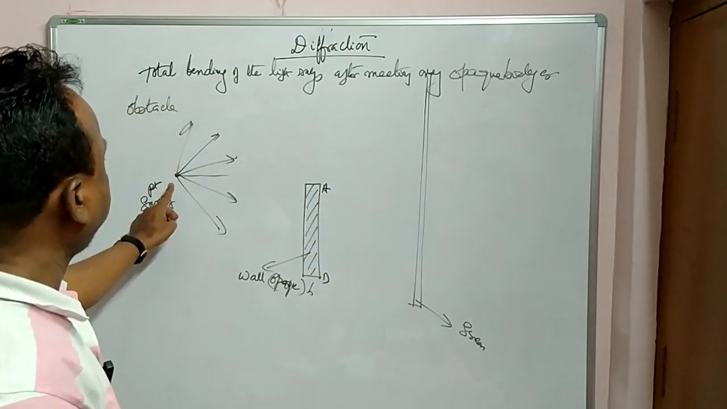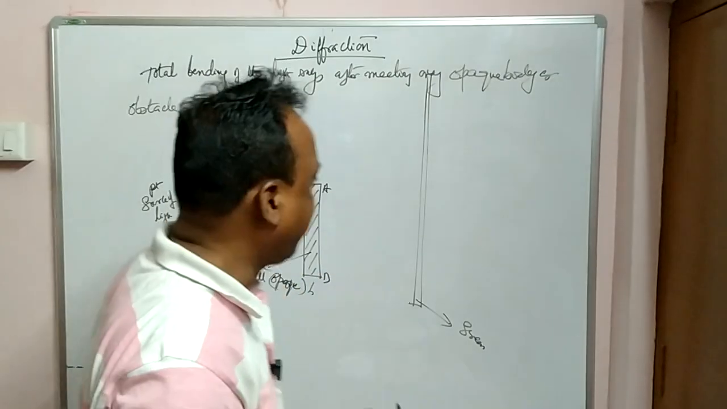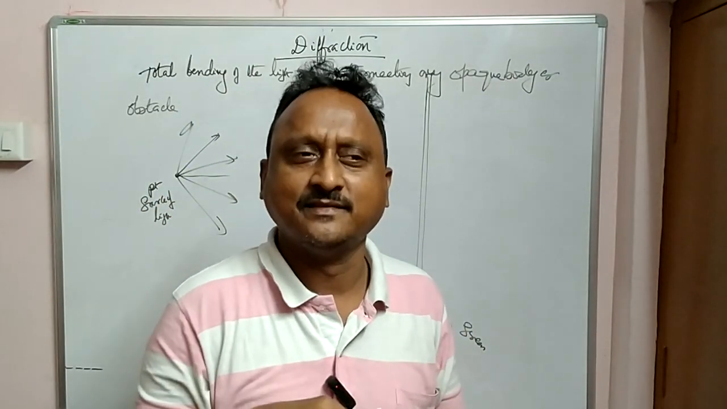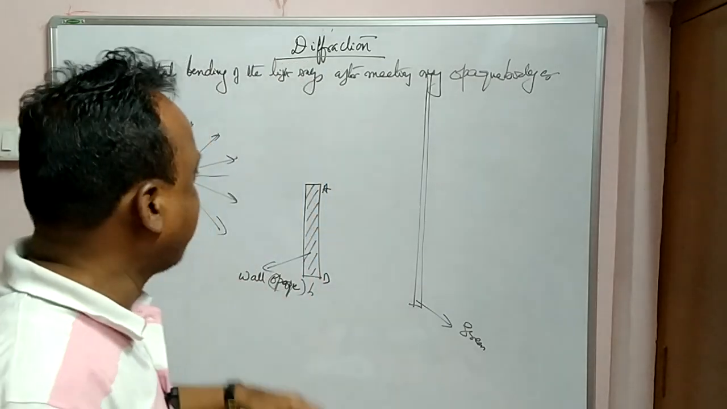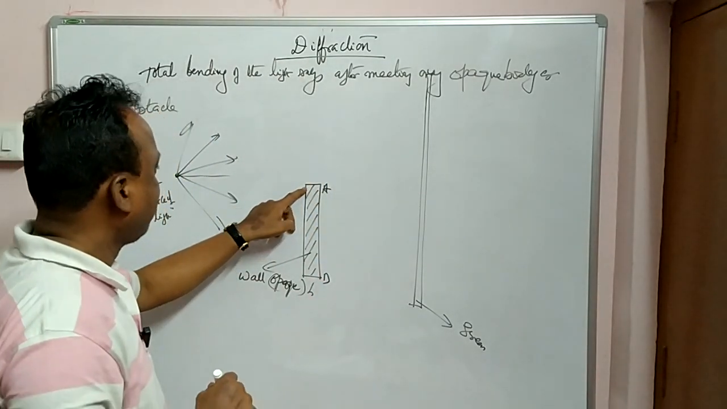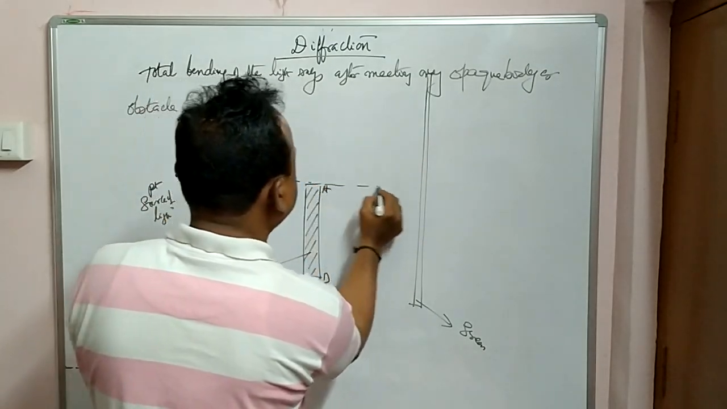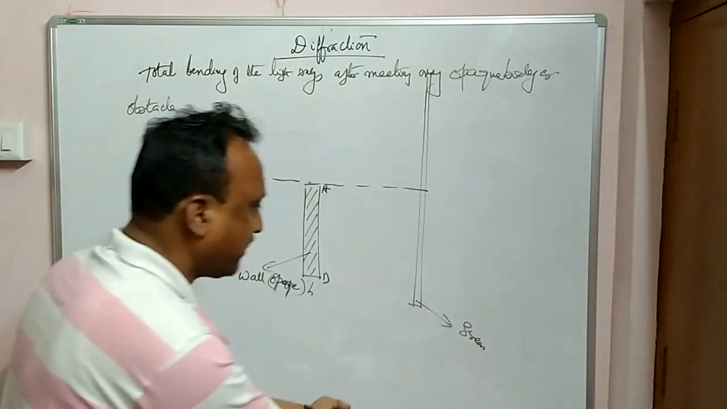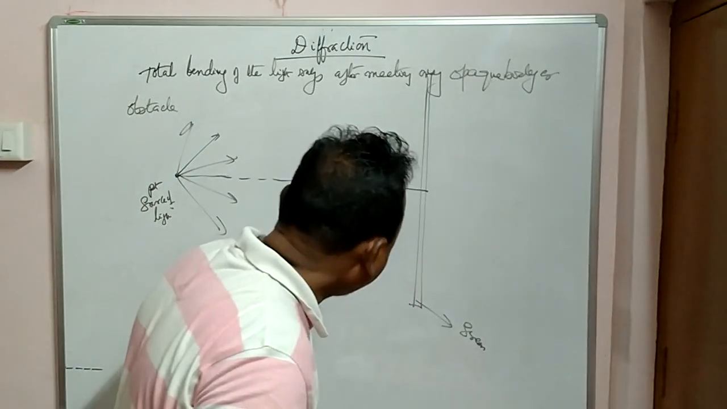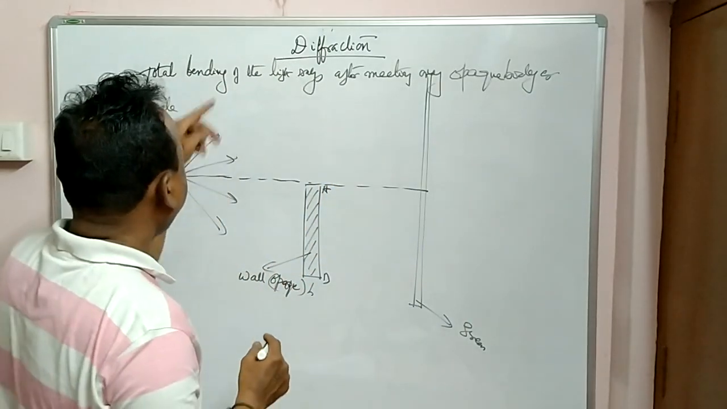Now you can see total bending of light rays after meeting any opaque body. What does that mean? We all know the old theory saying that light travels in a straight line. So if that is the case, when light meets the opaque body, what should happen here? Light should go straight like this, and this entire part should be dark because the obstruction is there. Since we placed an obstruction here, everything below should be dark. But that does not happen. From the phenomenon, what happens?